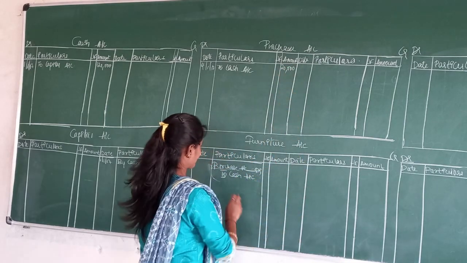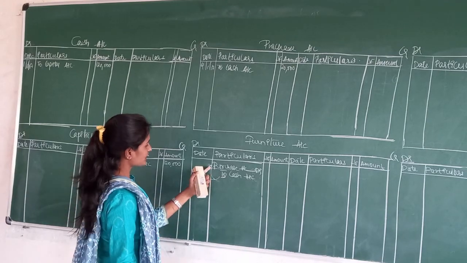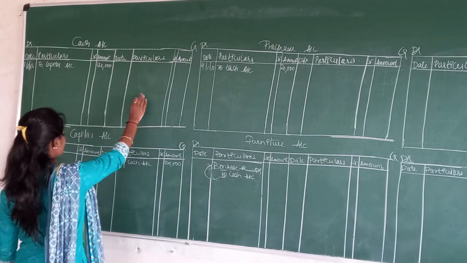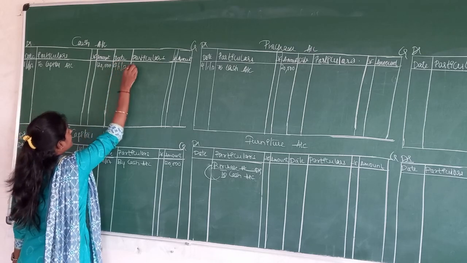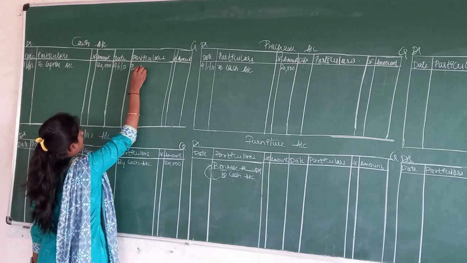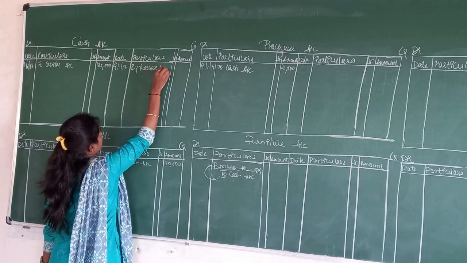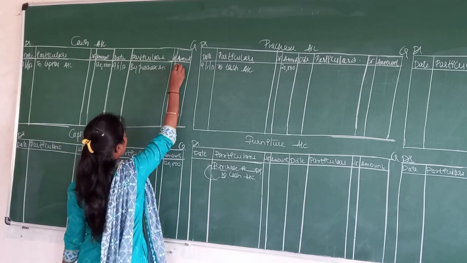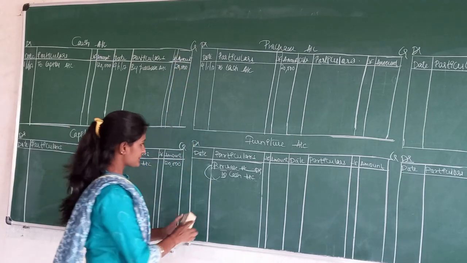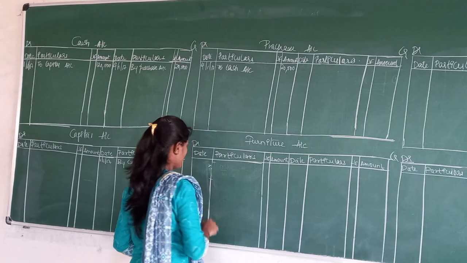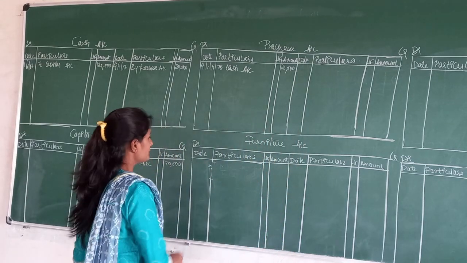Yes, and in cash account what we need to write? Purchase account. But purchase account is which side? By side, so this side. Yes, so 4/1/2017 by purchase account, amount is of 20,000. Right, so the second journal entry we have done.